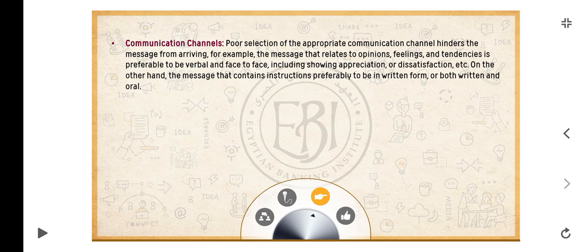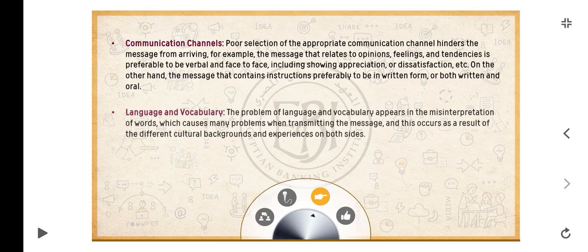Communication channels. Poor selection of the appropriate communication channels hinders the message from arriving. For example, the message that relates to opinions, feelings, and tendencies is preferable to be verbal and face-to-face, including showing appreciation or dissatisfaction. On the other hand, the message that contains instructions is preferably in written form or both written and oral. Language and vocabulary.